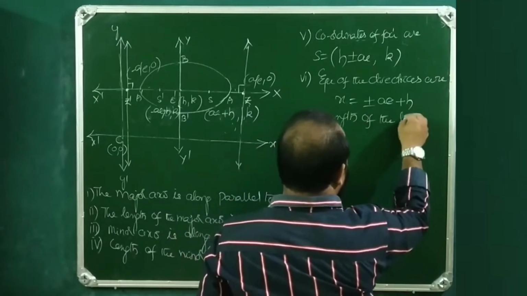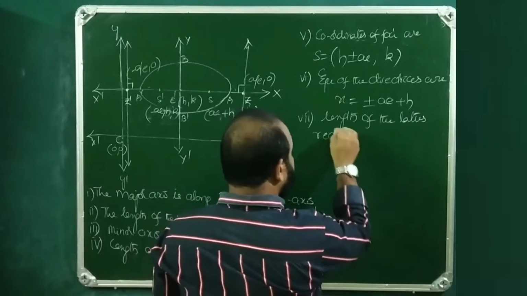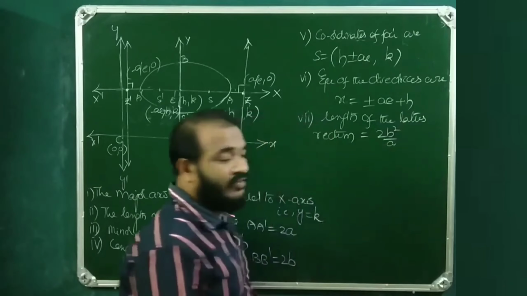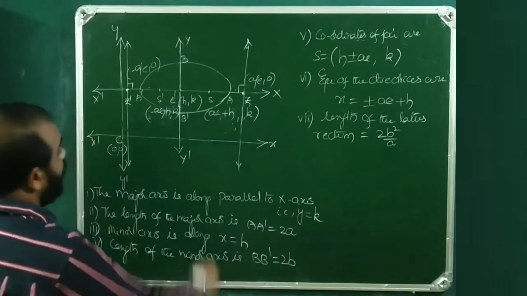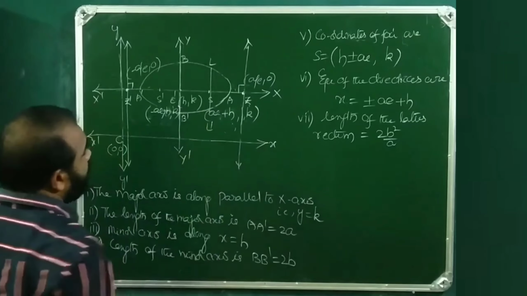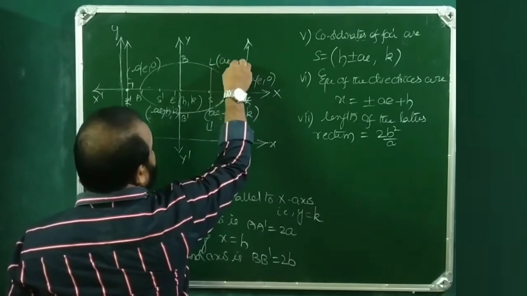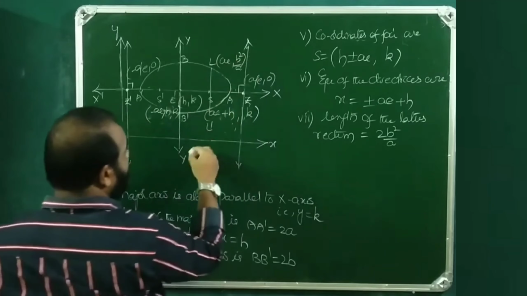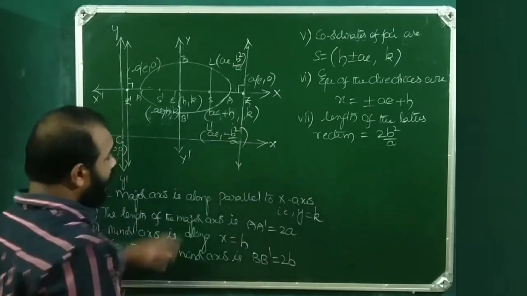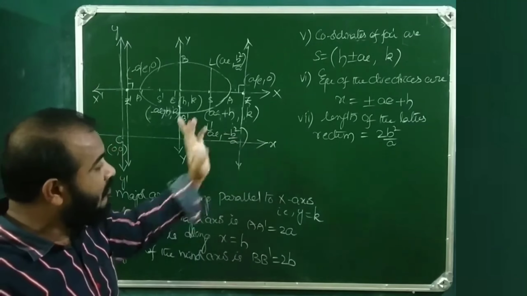Length of the latus rectum is equal to 2b square by a. In length there won't be any change. So now this is L dash. Earlier this was (ae, b square by a), and this is (ae, minus b square by a). For this ae, h will be added, and for this minus b square by a, k will be added.